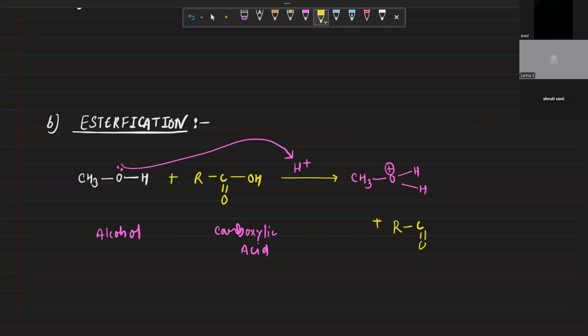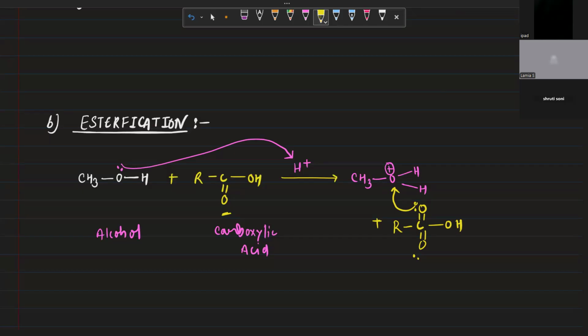Now this carboxylic acid has a lone pair, yes or no? I can write it over here. This lone pair attacks this CH3O and H. Why on this one? What is the reason behind that?